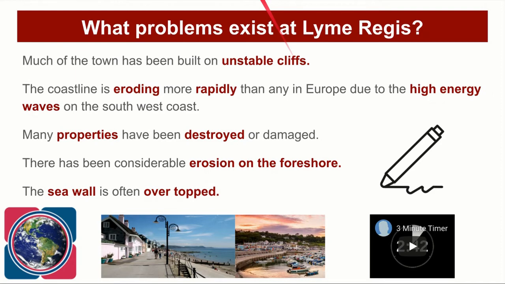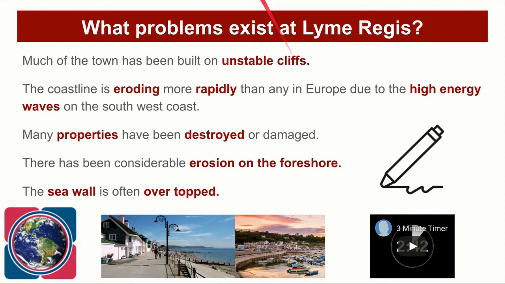The coastline is eroding more rapidly, as it says there, than any place in Europe due to the high energy waves that come on the south coast. The south coast is the surfing part of the UK, and it's that for a reason, because we get these big high energy waves with their much larger fetch coming over the Atlantic. In addition, because of the unstable cliffs, a lot of the properties there have been either destroyed or damaged, and there has been a considerable amount of erosion on the foreshore. The seawall is perhaps no longer fit for purpose because it was often overtopped in the past, which means that the sea came over it.